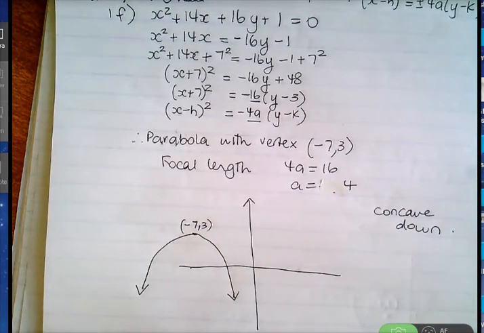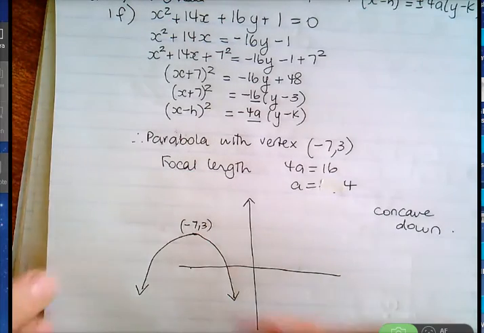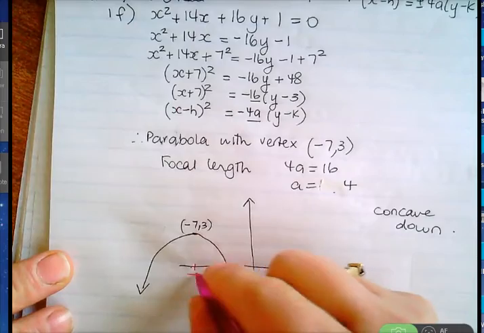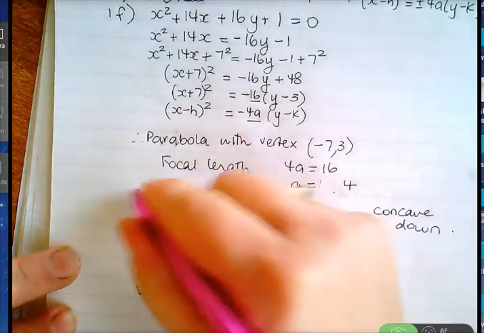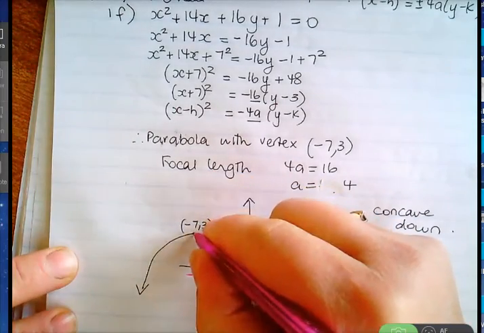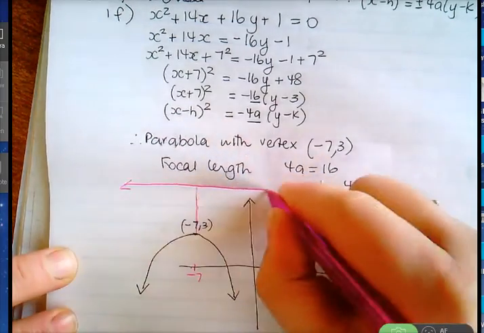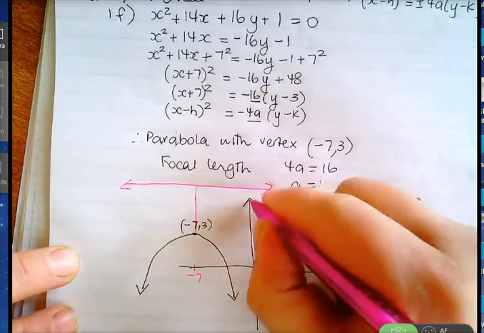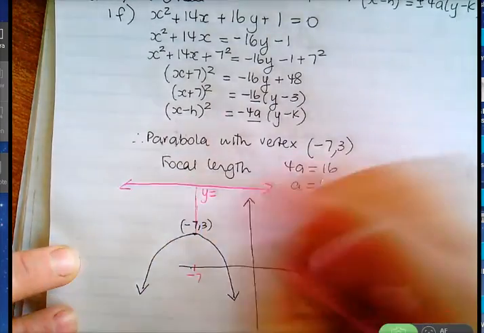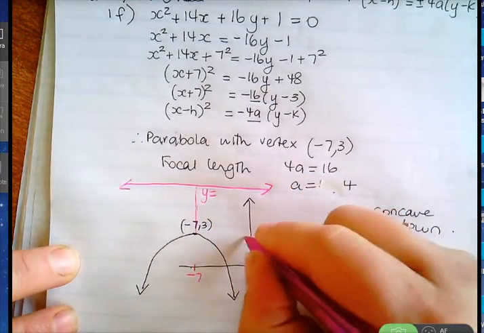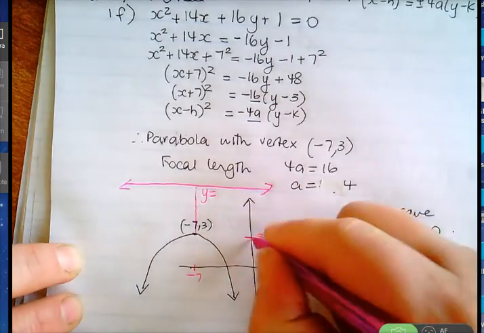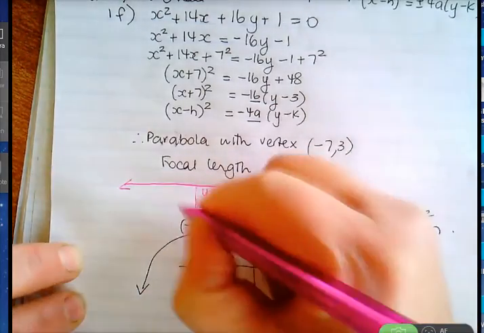So all you've got to do is count A units up and A units down to get your focus and your directrix. Well, if this is -7 and go up 3, let's do the directrix first. How much further do I go up for directrix? 4. Another 4 up gives me the y equals what? 7. Yeah, because this is the point -7, 3. So go up another 4 units and we've got y equals 7.